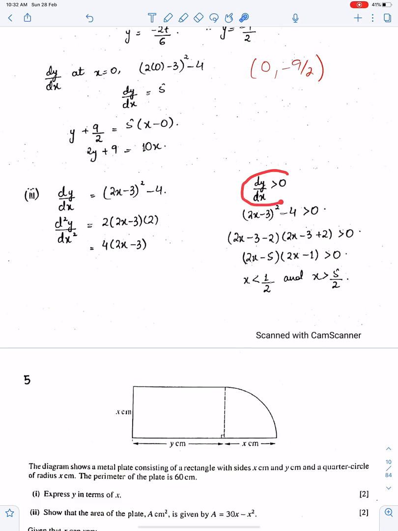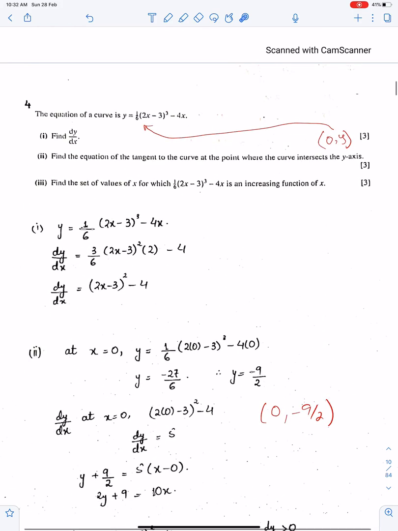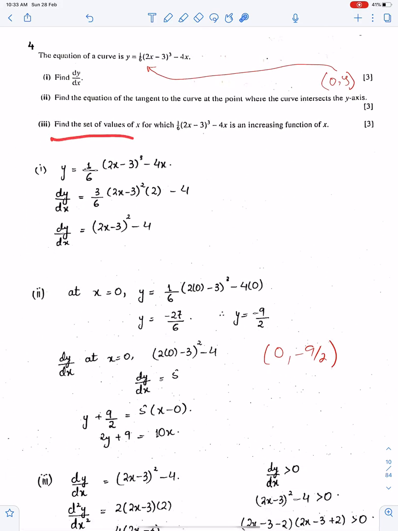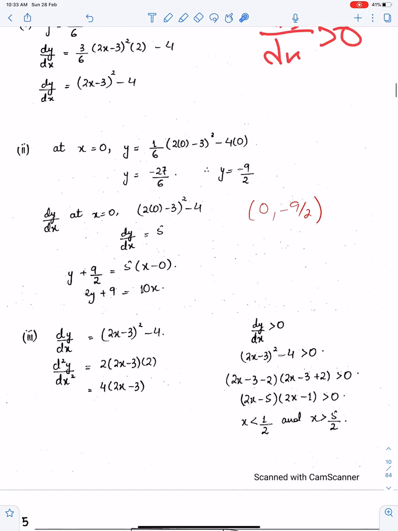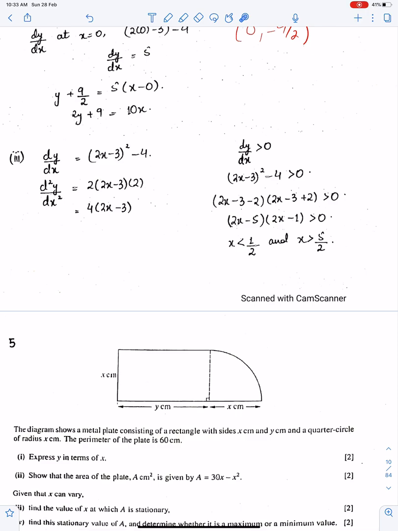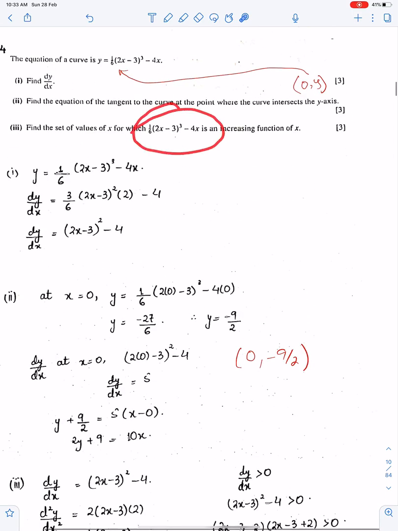For increasing function, gradient is positive. This is the gradient. Find the set of values of x for which this is an increasing function. So the gradient of this must be positive. dy upon dx greater than 0. It's here. So by solving this, by factorizing this, we can get the values of x. This is the quadratic inequality. And you all know how to write the solution of this inequality when we have greater sign. So these are the values of x for which this function y is an increasing function.